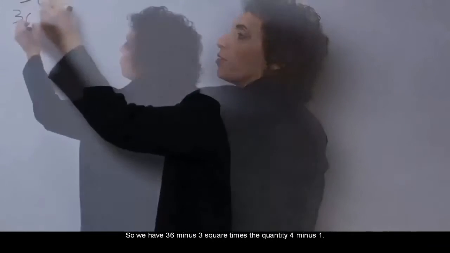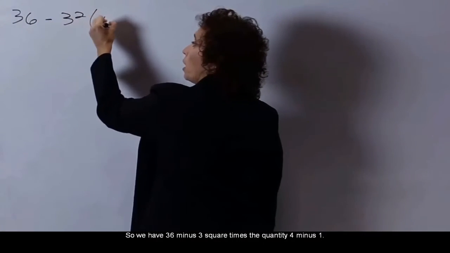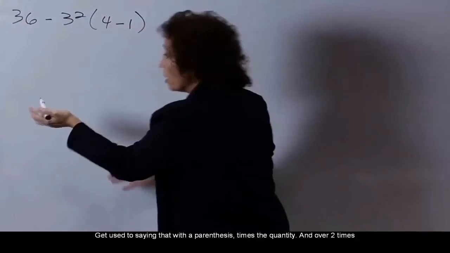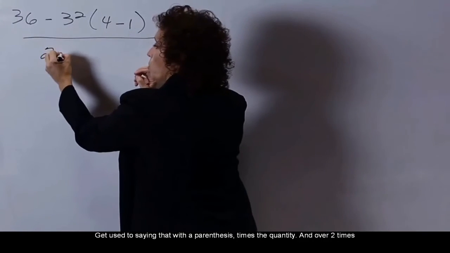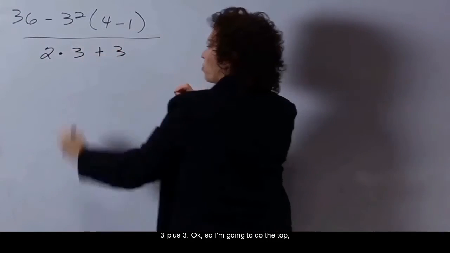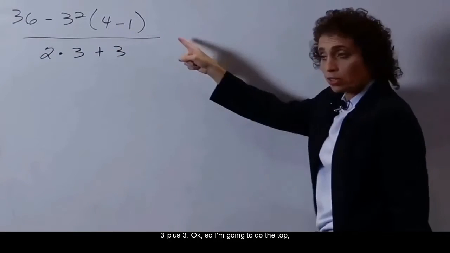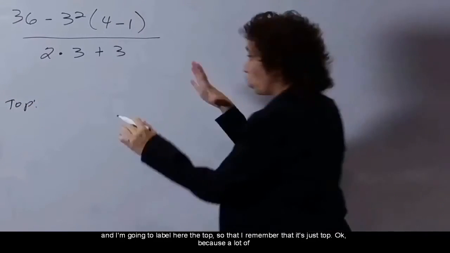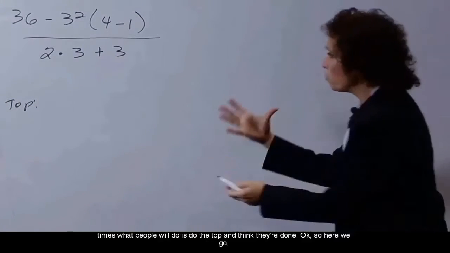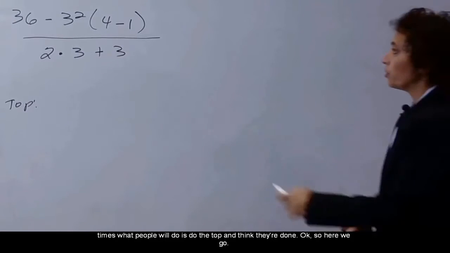So we have 36 minus 3 squared times the quantity 4 minus 1, over 2 times 3 plus 3. Okay, get used to saying that with a parentheses, times the quantity. Okay, so I'm going to do the top. And I'm going to label it here, the top, so that I remember that it's just the top. Because a lot of times what people do is they'll do the top and think they're done. Okay, so here we go.